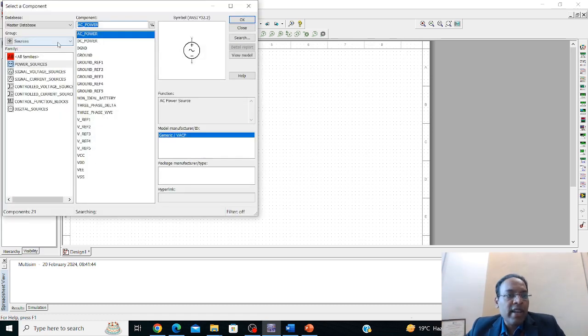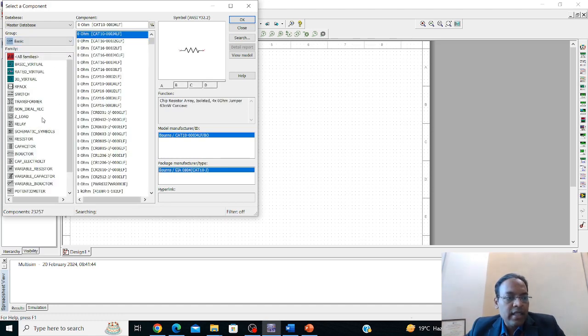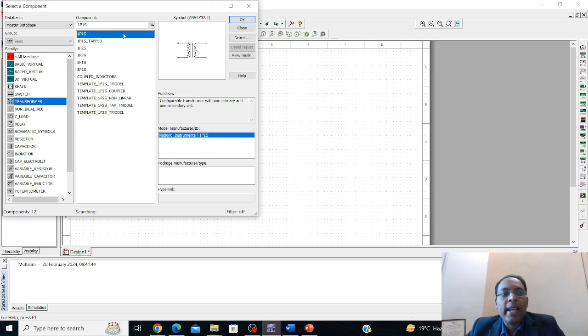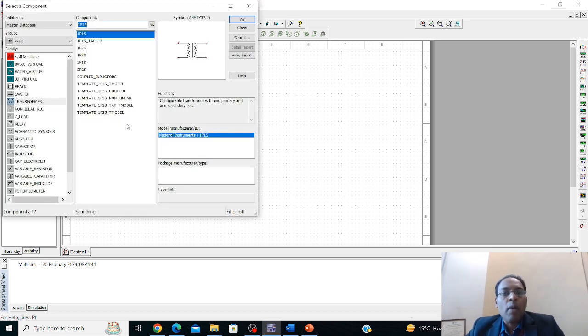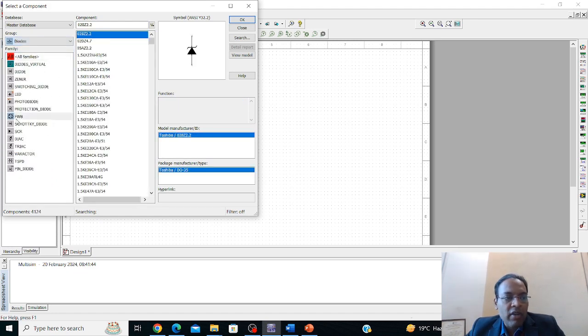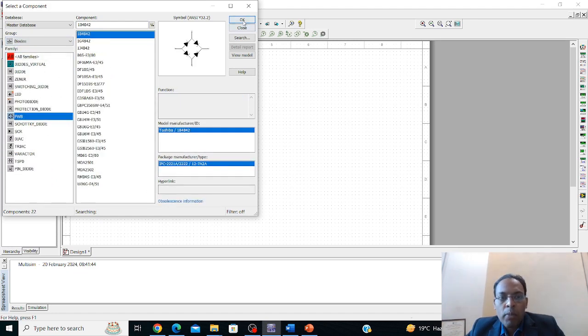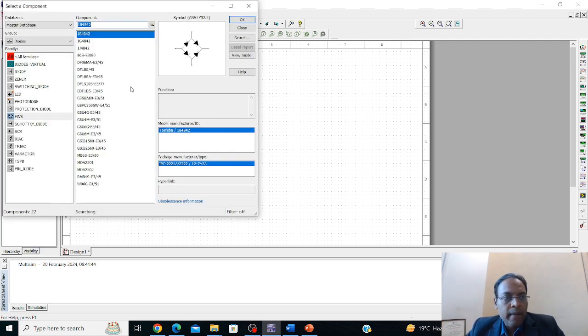The next component will require a transformer. So go to Basics. In Basics, here you will find a transformer. From here you have to select 1P1S, that is one primary, one secondary transformer. Put it here. After the transformer, we will require a bridge rectifier. So go to Diodes, and in Diodes here you will find FWP, that is the full wave bridge rectifier. So click on OK and put it here in the circuit.